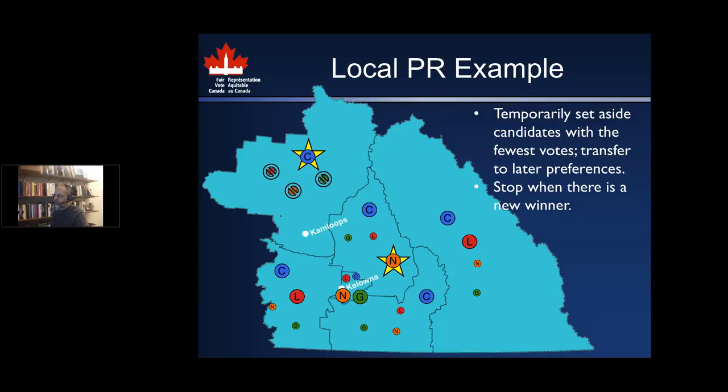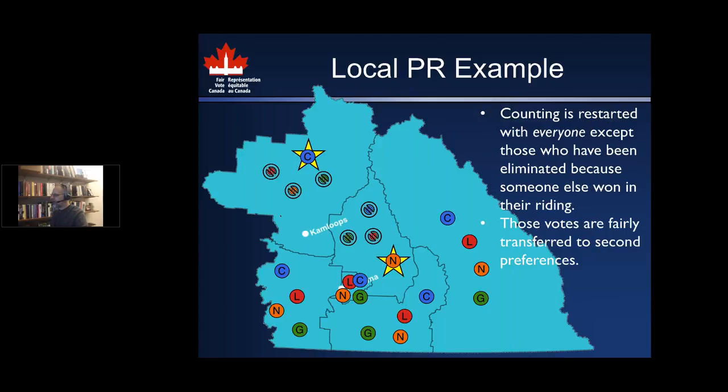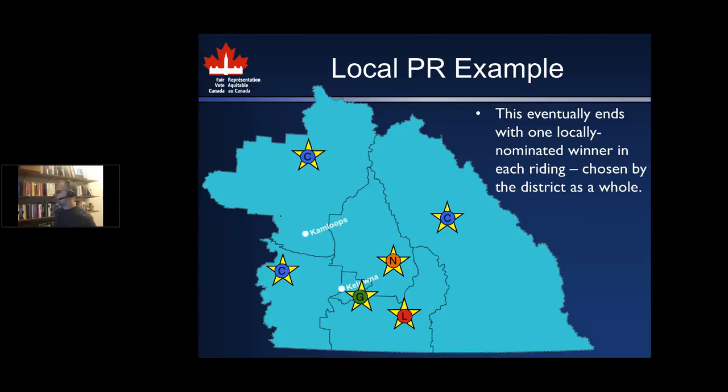Now let's suppose that it's the NDP right there in the middle. Once again, we eliminate the other candidates in that riding. We then restart the counting with everyone back in the game except those who have been eliminated. Those votes from the eliminated candidates are fairly transferred to their second or third or fourth preferences. This continues until we have elected one winner in each of those ridings. We have one winner in each riding, but it's been chosen by the district as a whole.